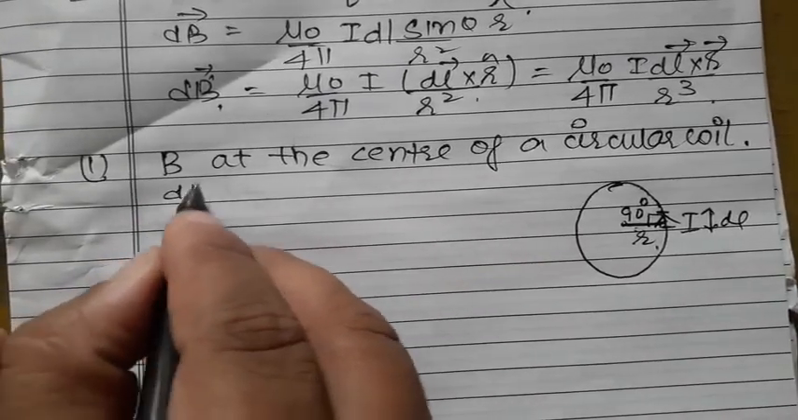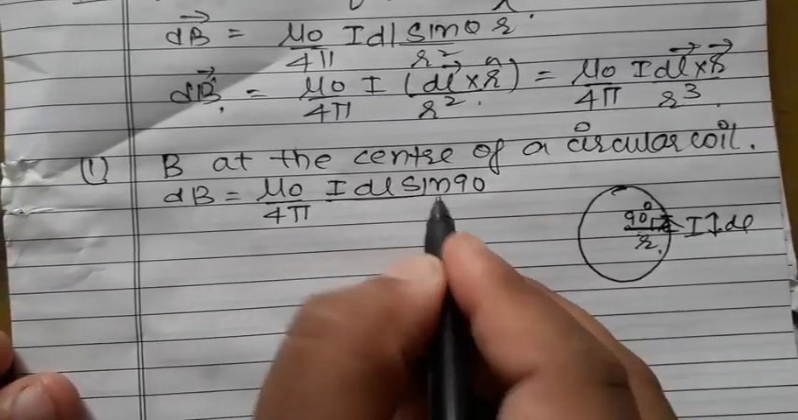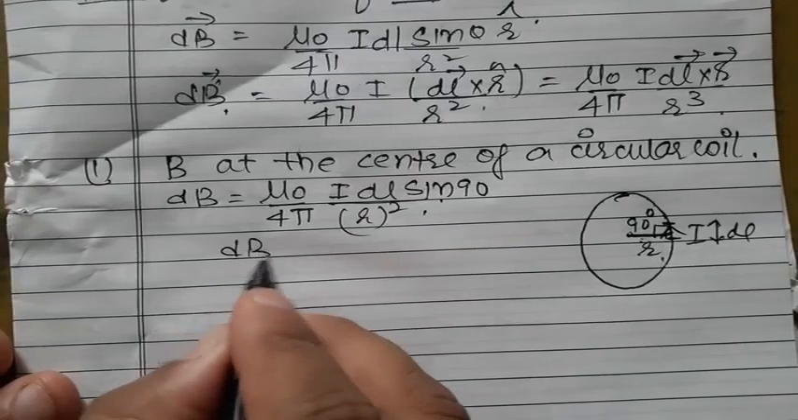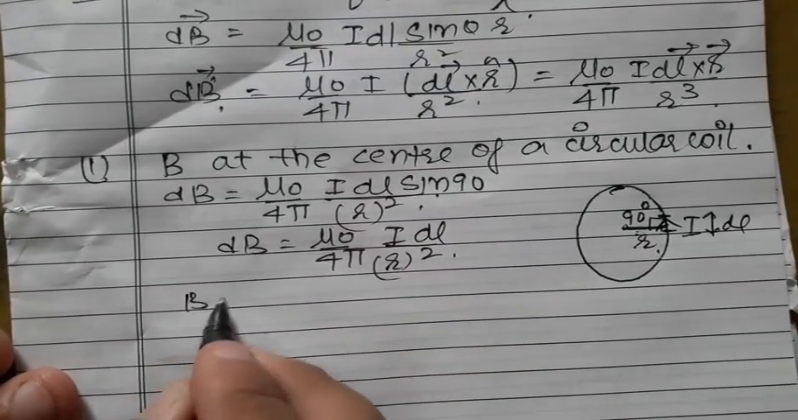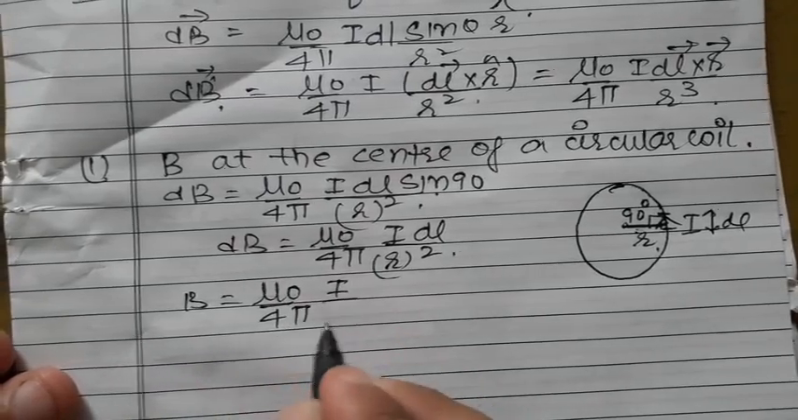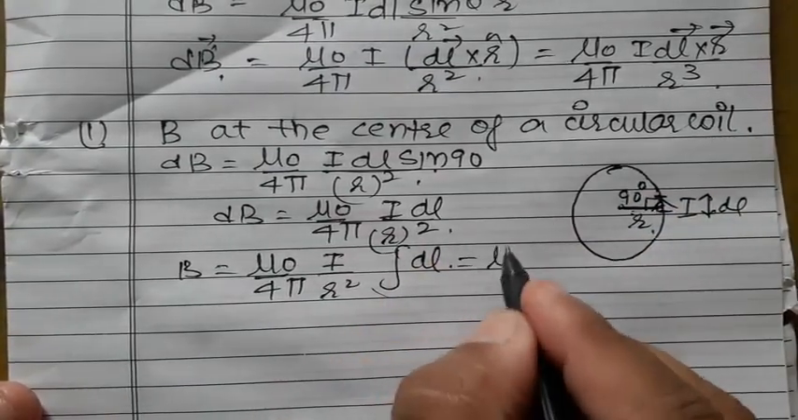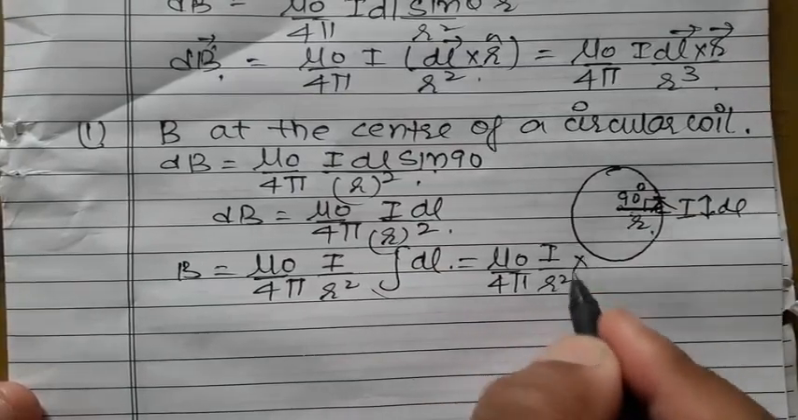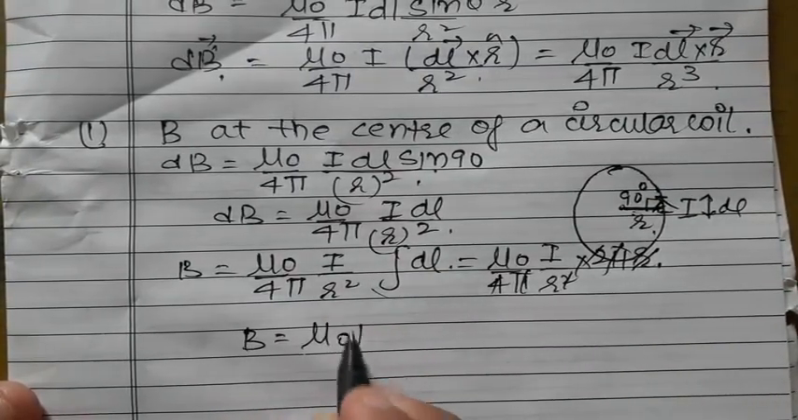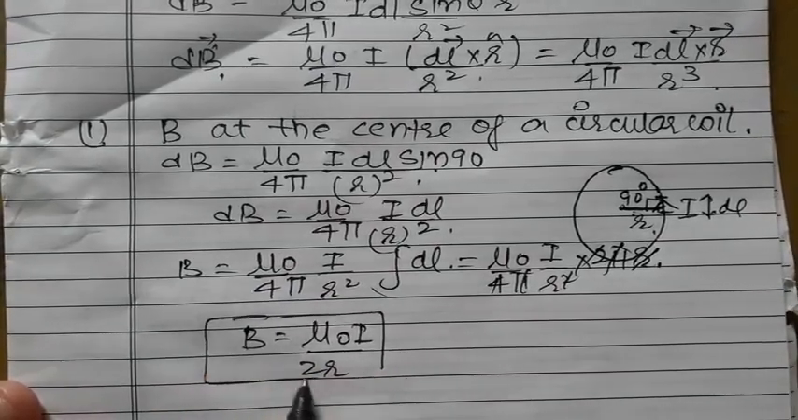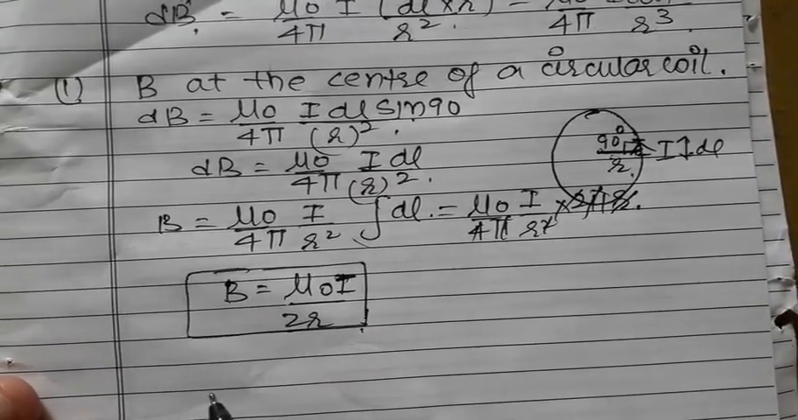So if I apply, dB will be equal to mu naught by 4 pi I dl sin theta. Theta is 90, so what is the value of sin 90? It is 1, so it is mu naught by 4 pi I dl by r square. To find the total magnetic field, I will integrate. Take the constants out: current is constant, r is constant, only dl can change. dl is the small length, so the total length will be the circumference, so it is mu naught by 4 pi I by r square multiplied by 2 pi r. r and r cancel, pi and pi cancel, 2 and 2 cancel, so it comes out to be mu naught I upon 2r. So when you solve the numericals of NCERT or any numerical, you will find the magnetic field is given by mu naught I upon 2r.